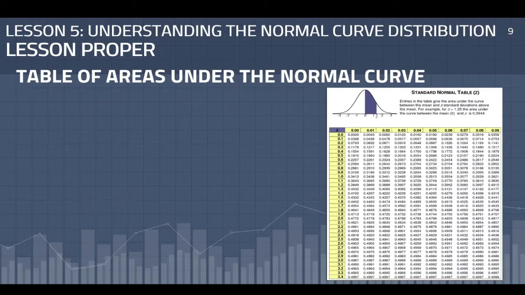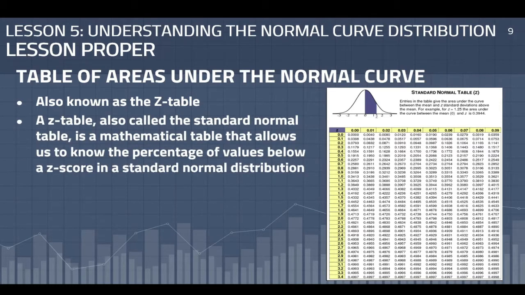And this is called the table of areas under the normal curve, which is also known as the Z-table. I believe meron kayo dyang kopya nitong Z-table. Ngayon, para saan ba tong Z-table? A Z-table, also called the standard normal table, is a mathematical table that allows us to know the percentage of the values below a Z-score in a standard normal distribution. So, ito daw yung magiging guide natin para malaman yung percentage ng values na katumbas ng isang Z-score.